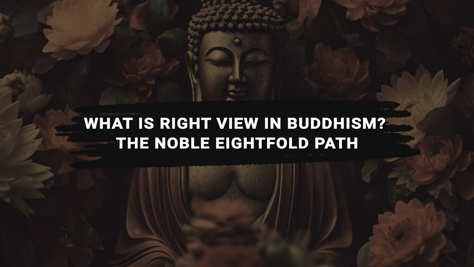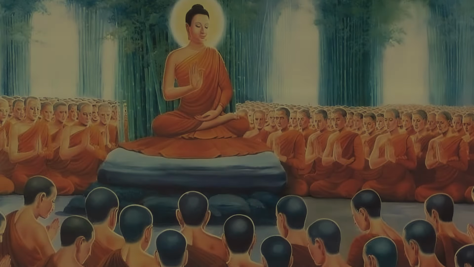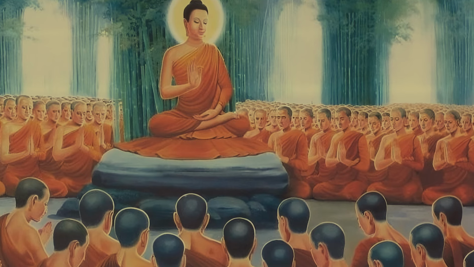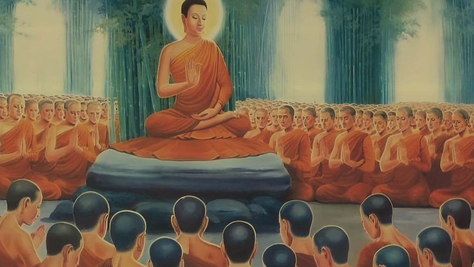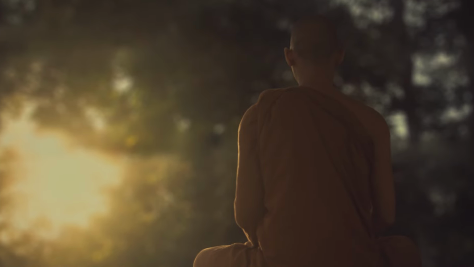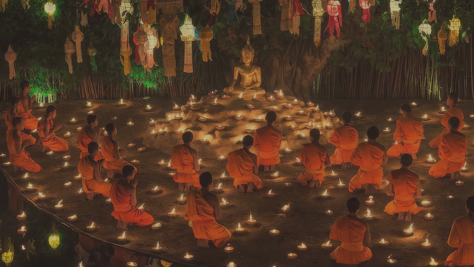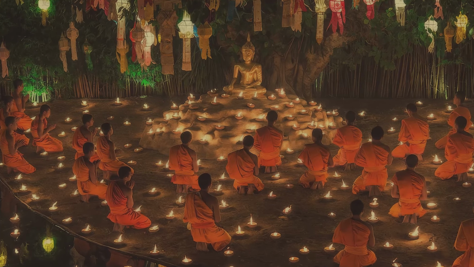What is right view in Buddhism? The Noble Eightfold Path. The discourse, setting the Wheel of Dhamma in motion, starts with the whole Noble Eightfold Path and then goes into right view. And that's all it discusses in detail. Right view, going through the Four Noble Truths.